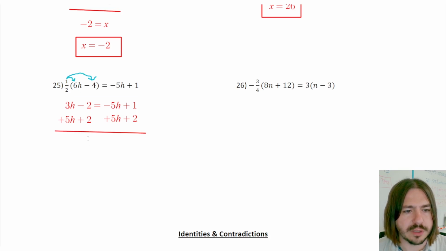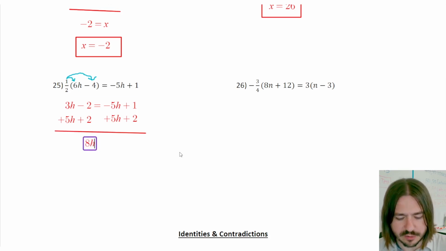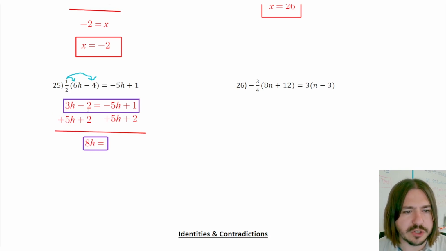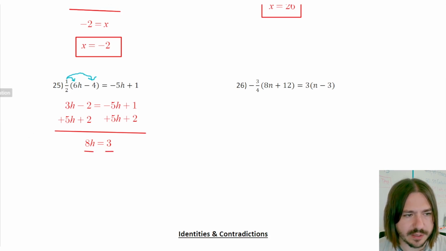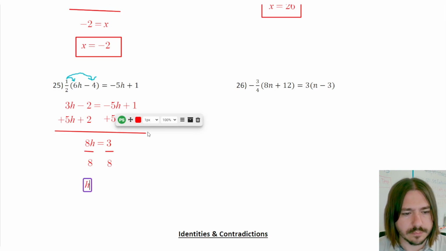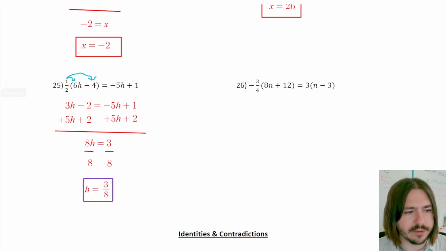So 3h plus 5h is going to be 8h. And then the 2 minus 2 cancels out. So does the 5h minus 5h. And I have 1 plus 2 is 3. So I have 8h equals 3. I'm going to divide both sides by 8 here. I'll be left with h equals 3/8. And that's my solution for number 25.